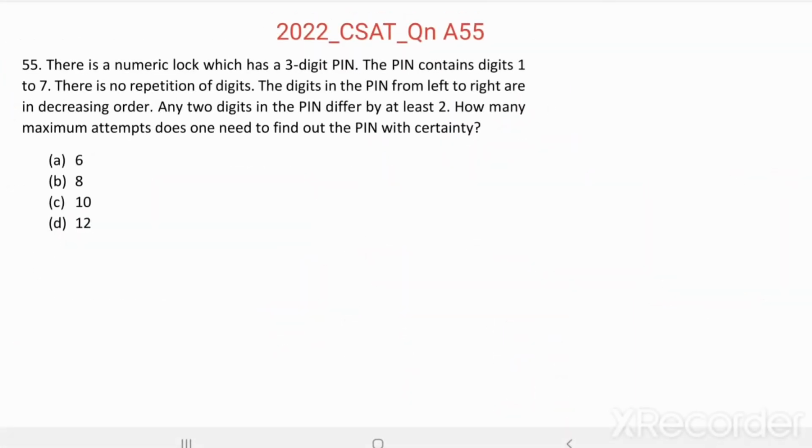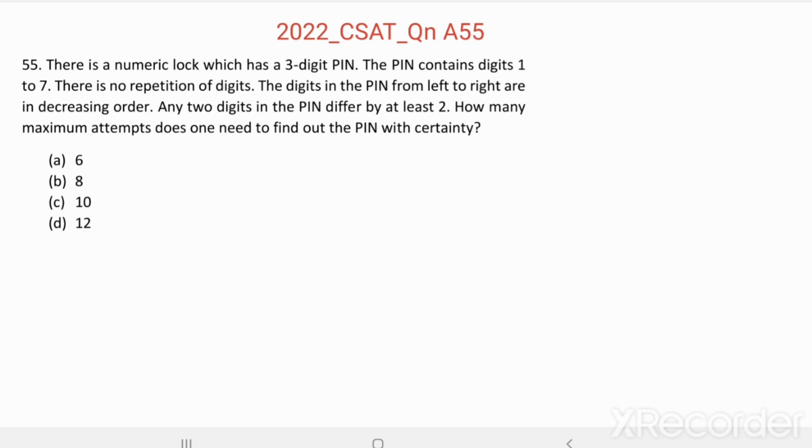Question number 55. There is a numeric lock which has a 3-digit pin. The pin contains digits 1 to 7. There is no repetition of digits. The digits in the pin from left to right are in decreasing order. Any 2 digits in the pin differ by at least 2. How many maximum attempts does one need to find out the pin with certainty?